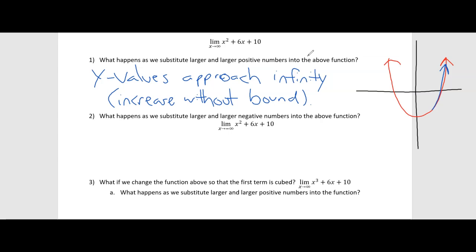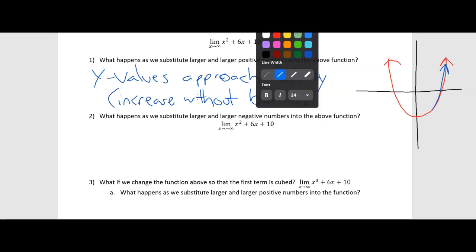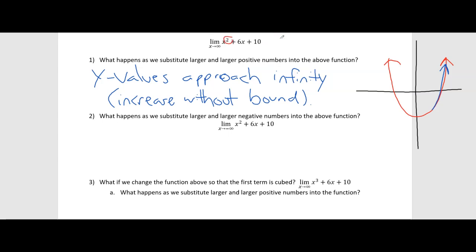If our exponent is positive and even, then the end behavior is going to be the same both as the x values go towards positive infinity and as the x values go towards negative infinity. This is the case right here, right? We have a 2, which is even, so our end behavior is going to be the same. Now, if that was an odd exponent, then the end behavior would be different.